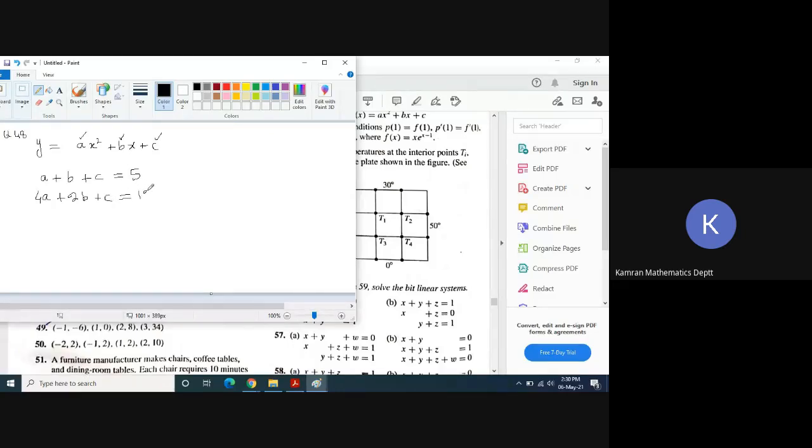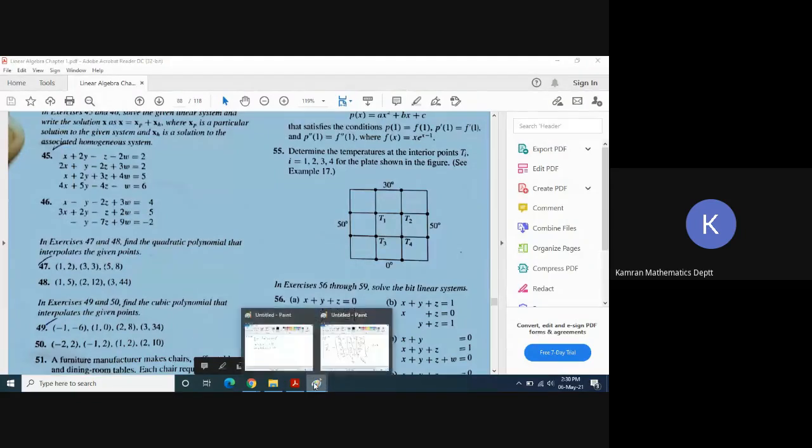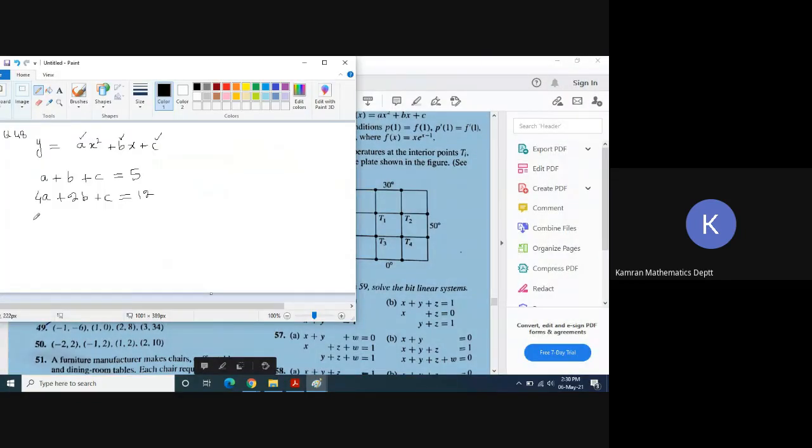And next is 344. So put x is equal to 3. So 9a + 3b + c is equal to 44. So we have to solve this system for A, B, C. So for this, write the augmented matrix.